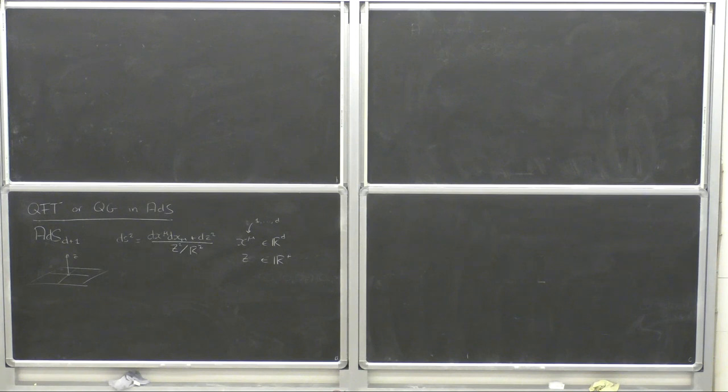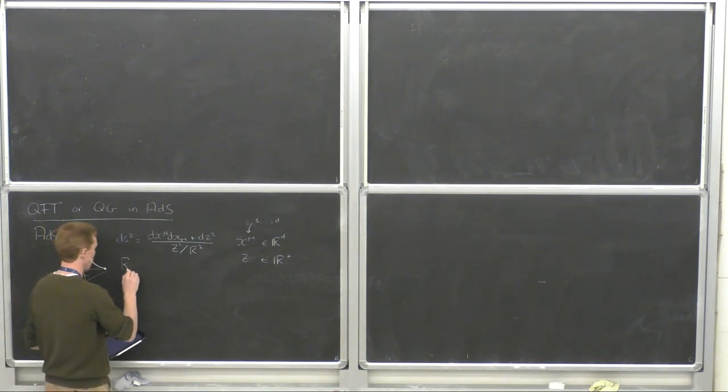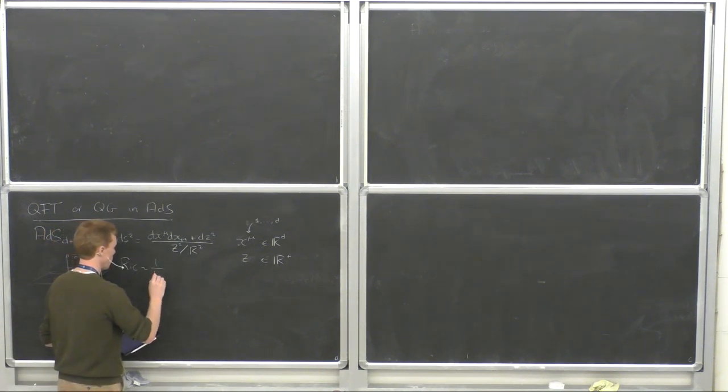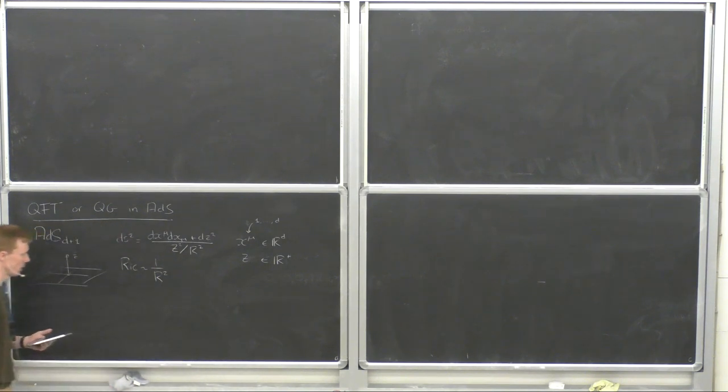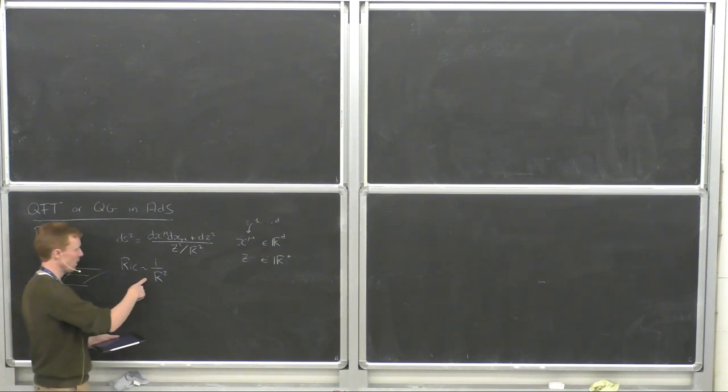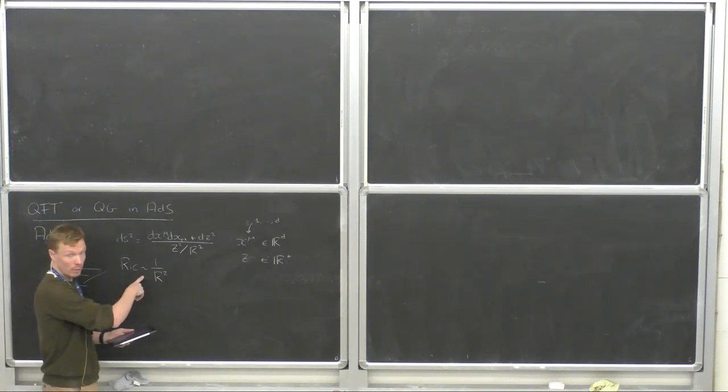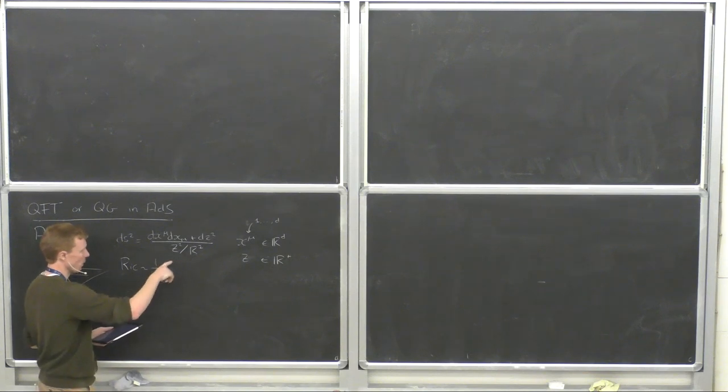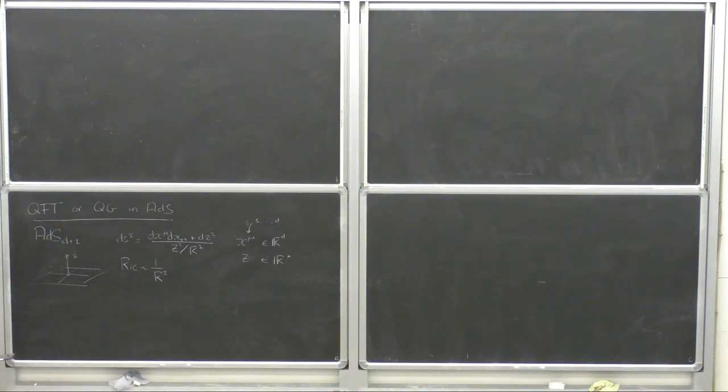And this R here is a parameter. If you compute the Ricci scalar using your GR knowledge, which hopefully you still remember a little bit, it is basically 1 over R squared. So we call R the radius of curvature of AdS. If R is very large, then AdS is nearly flat, and if R is very small, then AdS is very much curved.